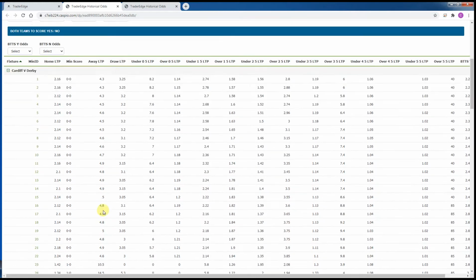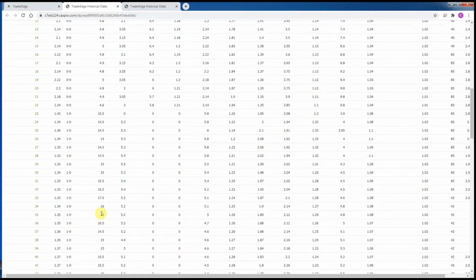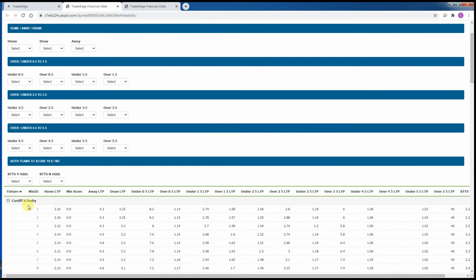Obviously, to be of value to you, you need to be trading a game that has got similar properties or similar opening prices to this game. And again, we can just drop in there and see a few more stats there.